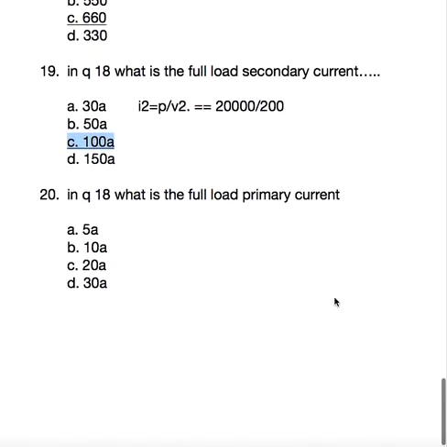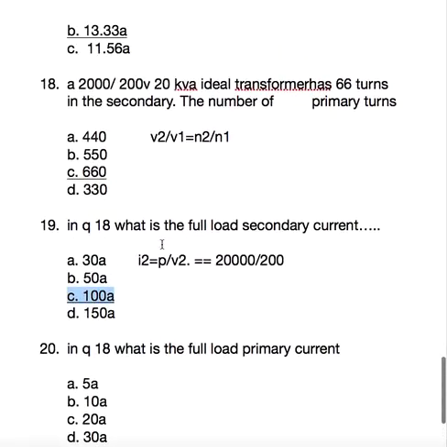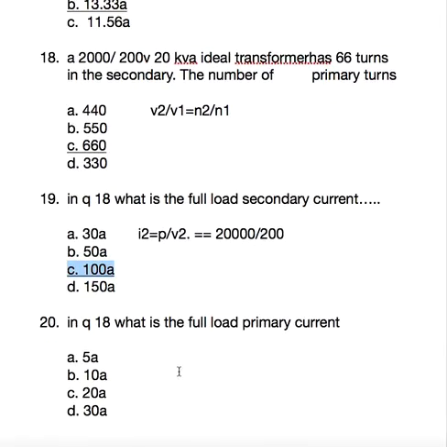Next question, this is the last question. For the same 18th question, what is the full load primary current? Here we can use the simple formula as I said earlier, I1 is equal to K times I2, or you can find it directly like the previous one. For the primary current, we have to find it using P.